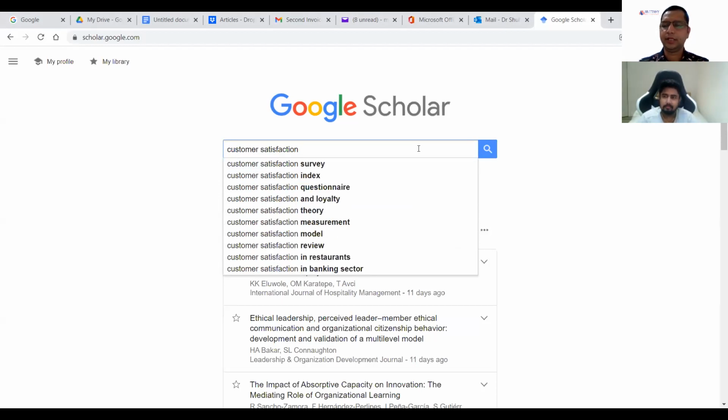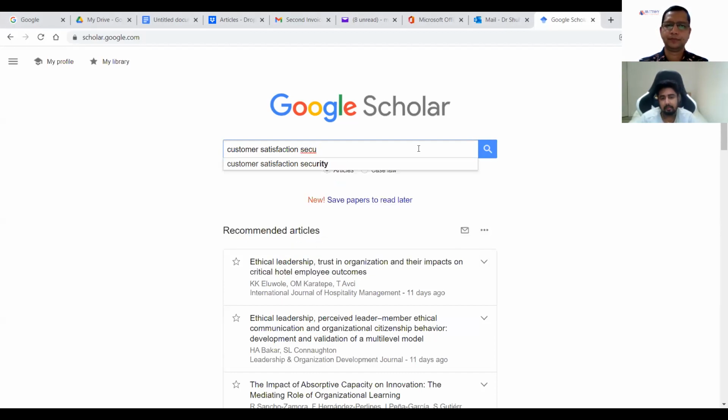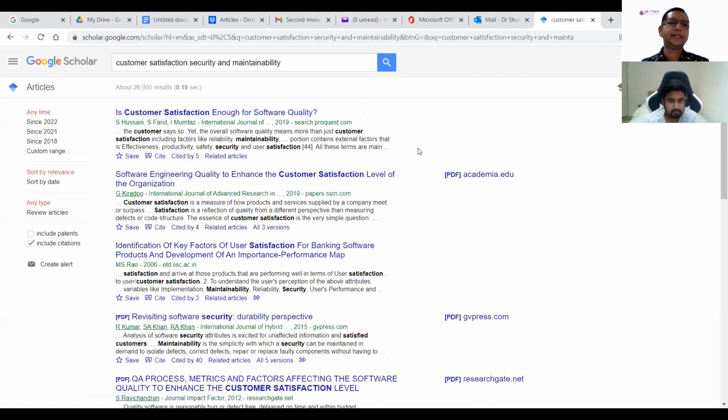Security, right? Your organization, the security industry. It's security and also maintenance. You see here, when I search customer satisfaction, security, and maintenance, how many articles are there? 26,000. Is it possible to read all these articles? No, it's impossible, because you have a limited period of time. And by the way, it's not necessary to read all. So you need to be more specific.